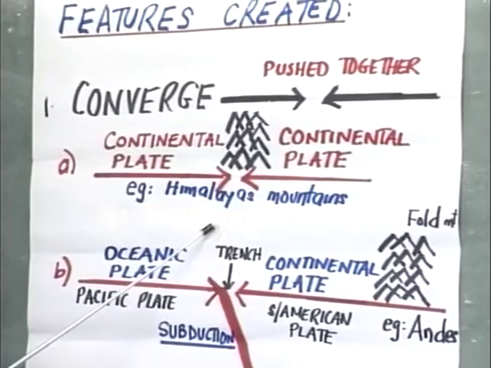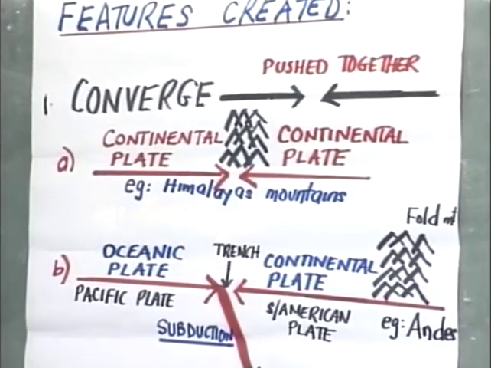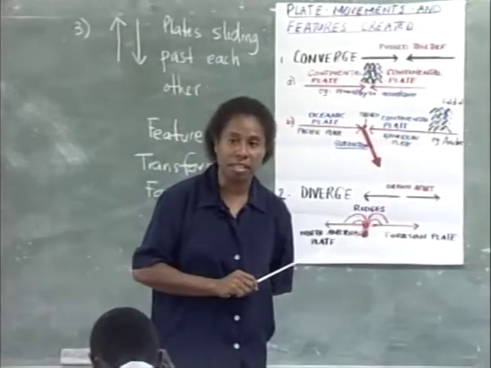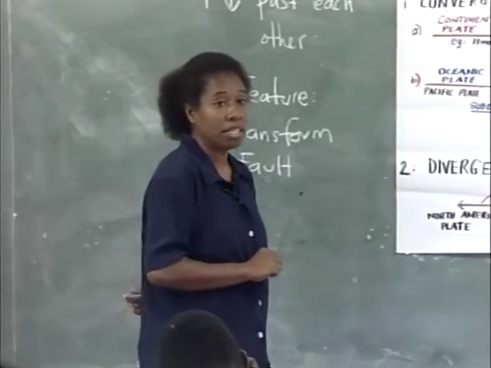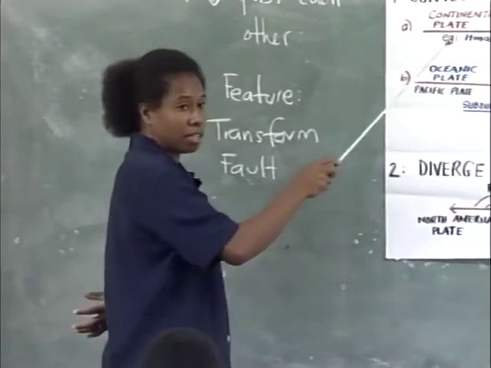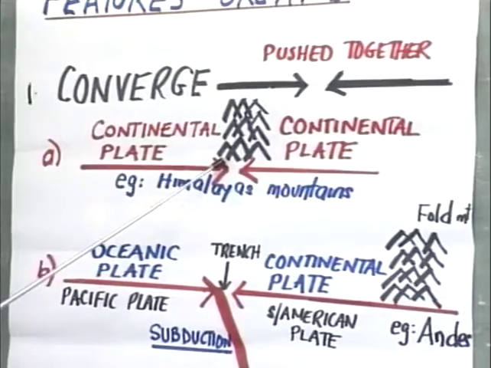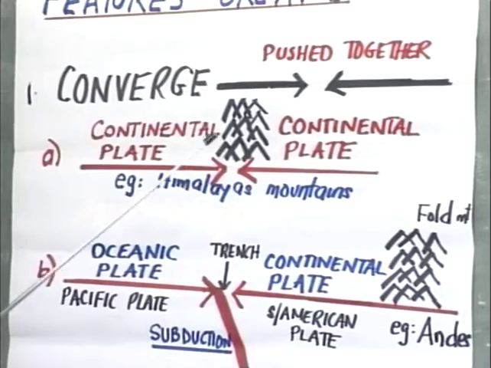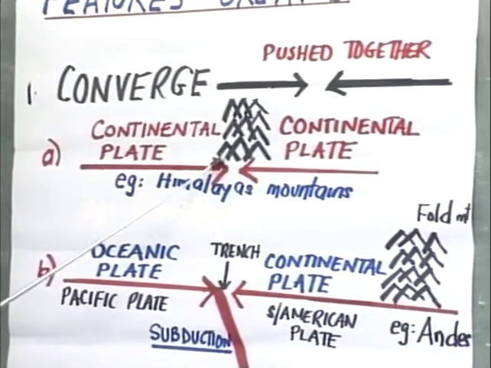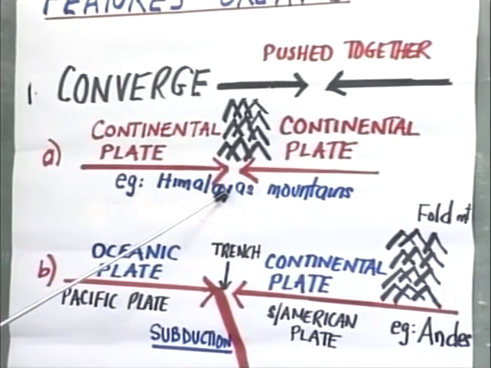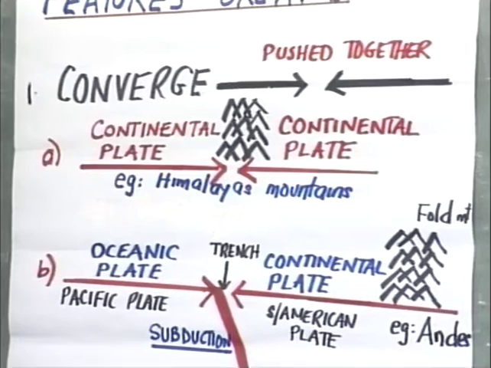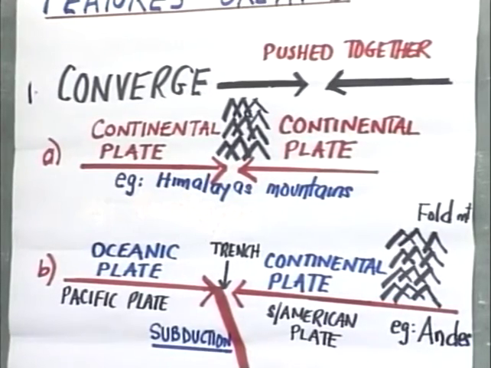So if you look at the Himalayas, you can make reference to your maps. You look at the Indo-Australian Plate and the Euro-Asian Plate, where they are meeting, a continental plate meeting another continental plate. Fold mountains are formed along where the boundary of those two plates meet. An example, then, is the Himalayas fold mountains.